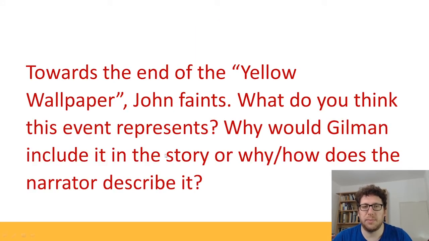So the first one is about The Yellow Wallpaper, and it's a question that we didn't really discuss, so this is really independent thinking and independent writing. Towards the end of The Yellow Wallpaper, John faints. What do you think this event represents? Why would Gilman include it in the story? How does the narrator describe it? Why is it there, how is it depicted, why would you have the husband faint at the end of the story?